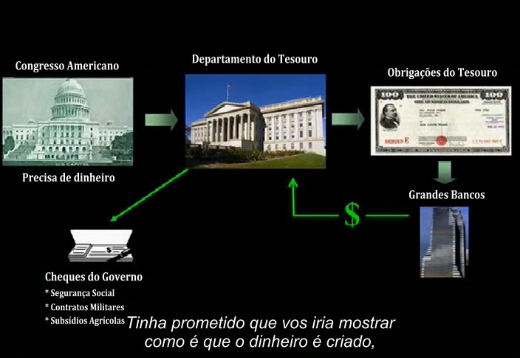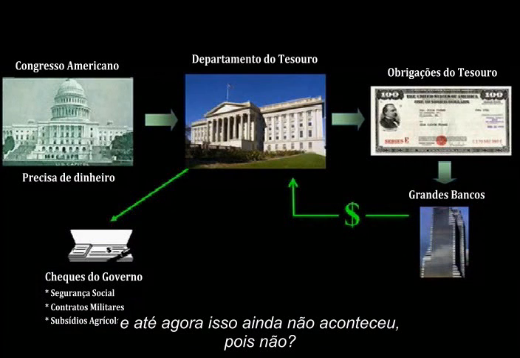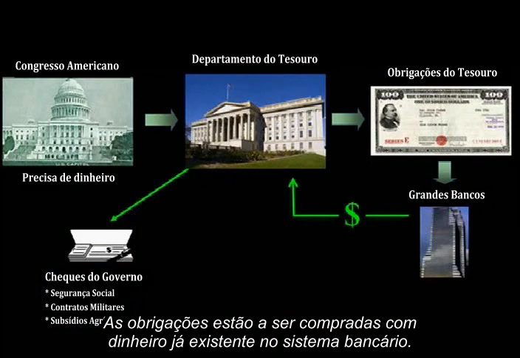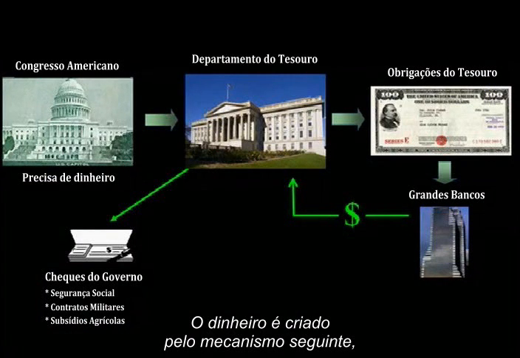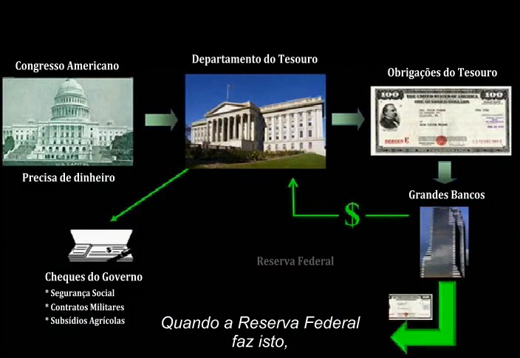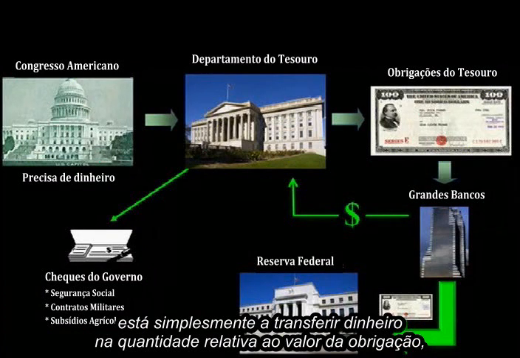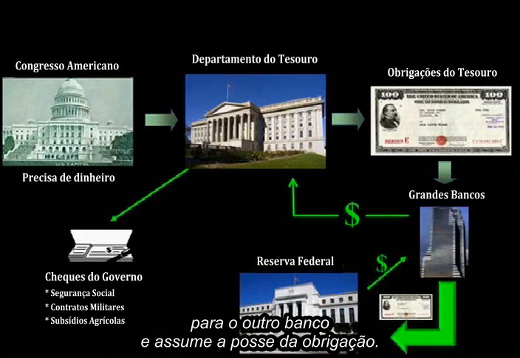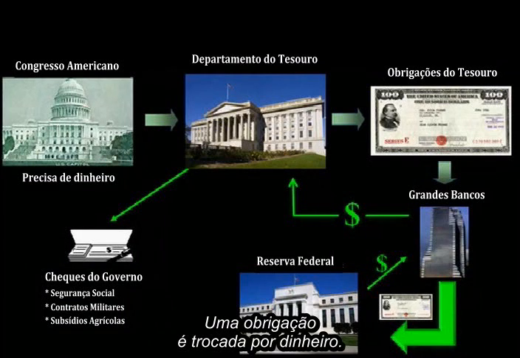Now, I promised you that I'd show you how money first comes into being, and so far that hasn't happened, has it? The bonds are being bought with money that already exists in the banking system. Money is created by this next mechanism, where the Federal Reserve buys a Treasury bond from a bank. When the Fed does this, they simply transfer money in the amount of the bond to the other bank and take possession of the bond. A bond is swapped for money.